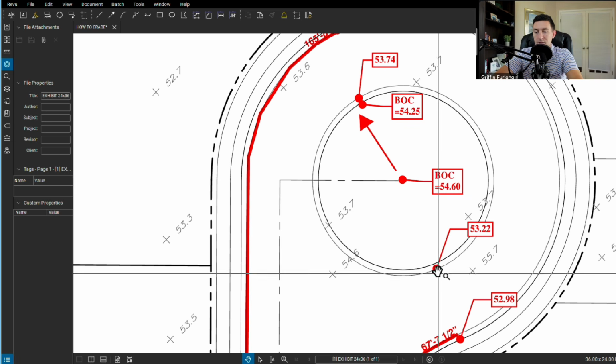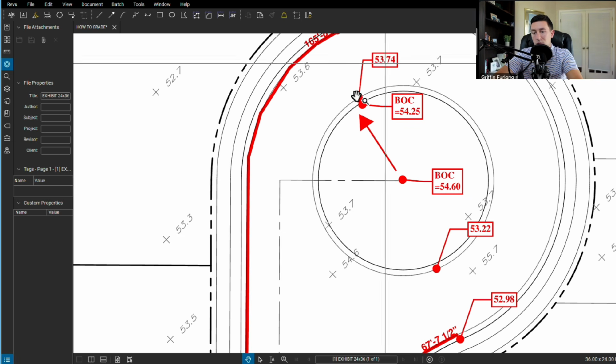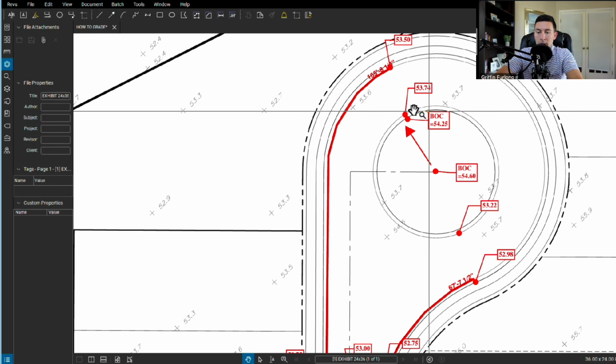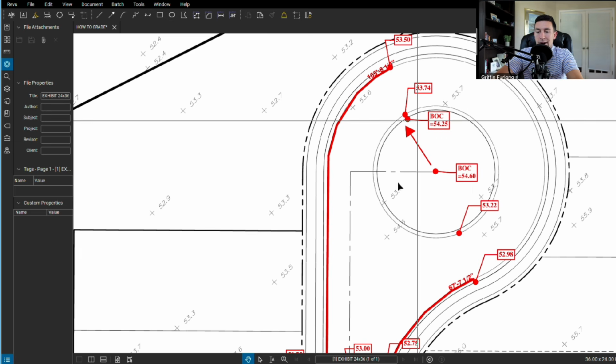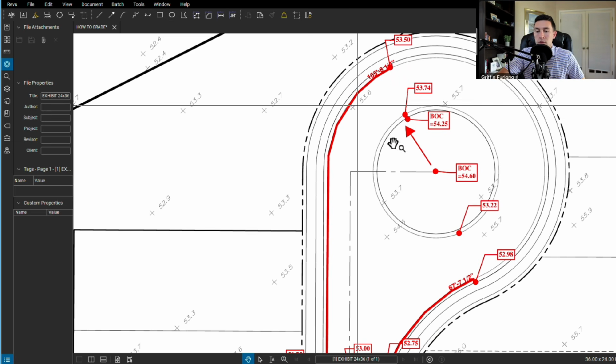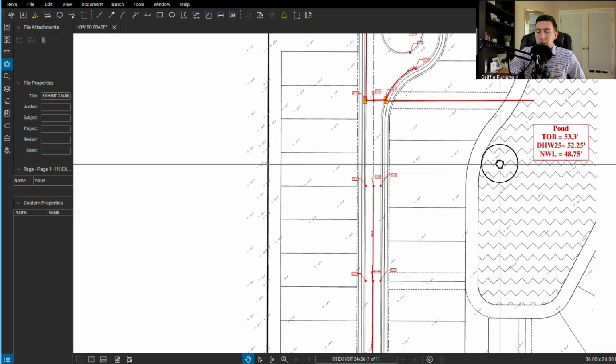You have an edge of pavement grade at 53.22, and then you have one over here that's almost half a foot higher, which is okay because the point is that no matter what, we just want this higher. This circle is built up higher to get stormwater to flow into the gutters there. But man, we are really, really close.